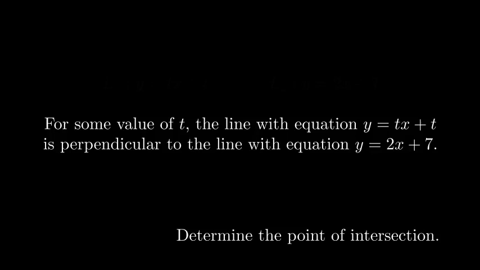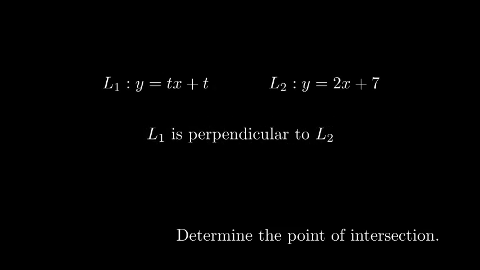For some value of t, the line with equation y = tx + t is perpendicular to the line with equation y = 2x + 7. Determine the point of intersection. So again, I'll just first rearrange the information we have. We have that the equation for the first line is y = tx + t for some value of t we don't know yet. And we know that the equation of the second line is y = 2x + 7. And we also know that those lines are perpendicular to each other.